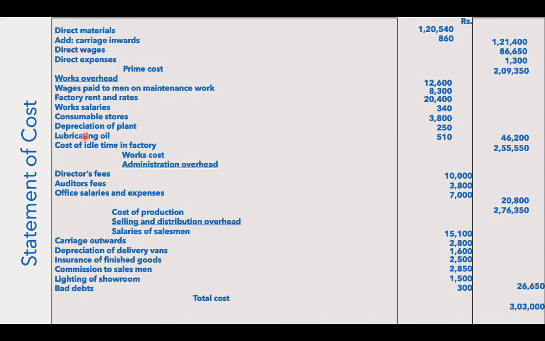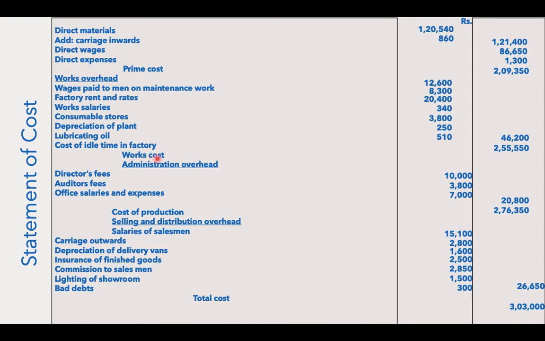Then along with this we have the other overheads. Lubricating oil, it is about 250. Then cost of idle time in factory, so it is about rupees 510. So if we add all these expenses or the overheads, we will get the total as 46,200. So we have to add this 46,200 along with the prime cost 2,09,350. We will be getting the answer as 2,55,550, and this is actually called as our works cost.